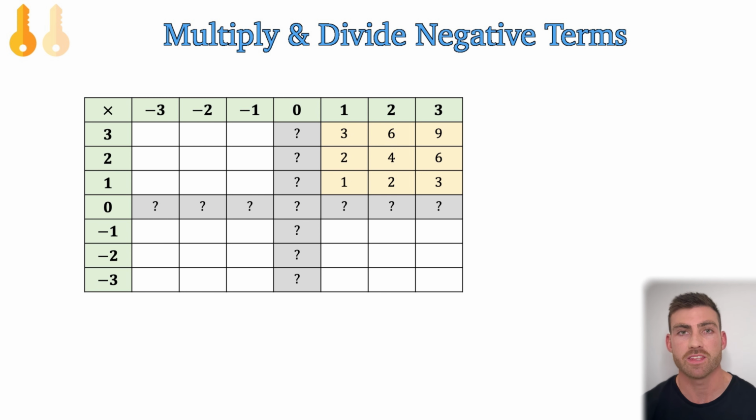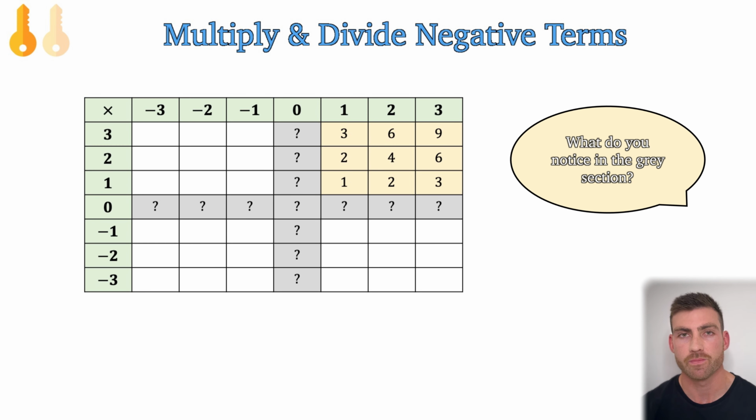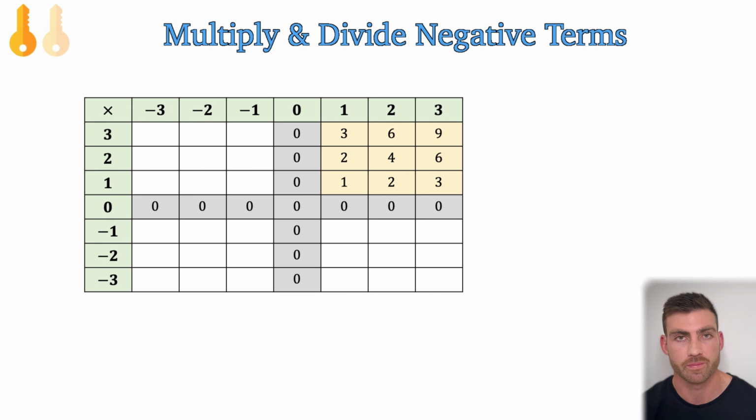So next, looking at this section in grey, what pattern do you notice? Yes, all values will equal 0, since all are multiplying by 0. Next, this section. Following the pattern, we can see that the column is going down by 1s. So to complete the column, we'll have the following.